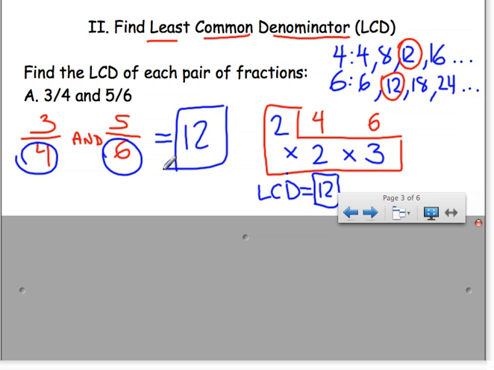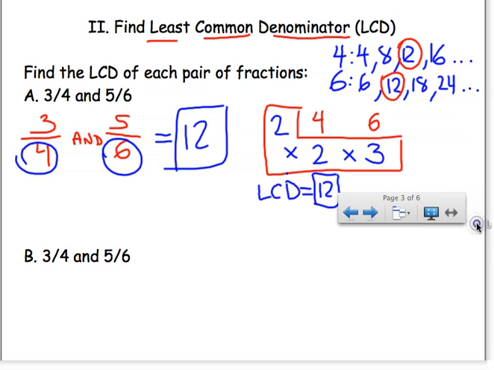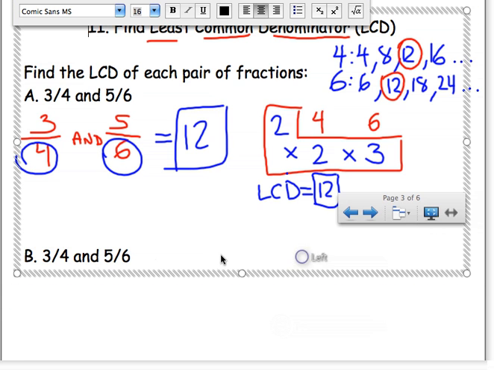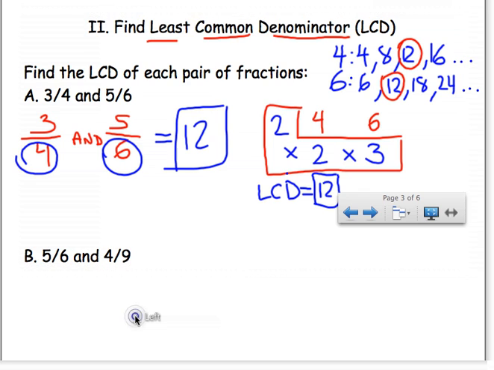Okay, using either method that you would like, please find the least common denominator between 3/4... Wait, let me change this problem so it's not the exact one that we just did. Please find the least common denominator between 5/6 and 4/9. Go ahead and stop the video here. Press play when you're ready to check your answer.